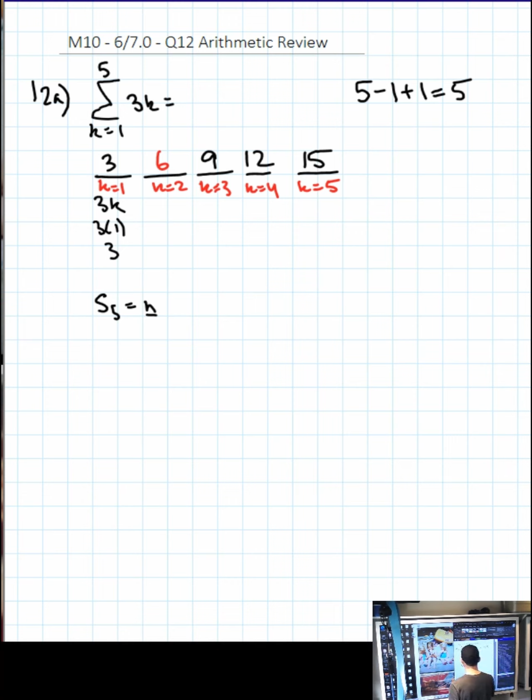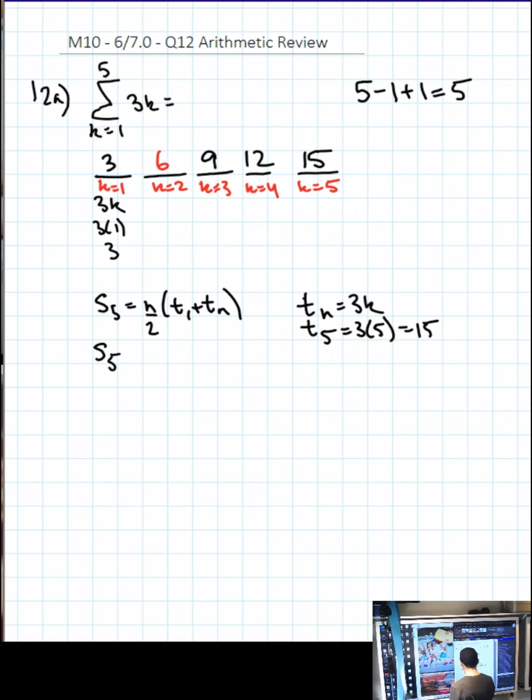n over 2, T1 plus Tn. But I have to find the fifth term, so I have to find Tn. Tn is the equation that's given. Notice k and n are interchangeable here. So T5 equals 3 times 5 equals 15, like we found out with logic.